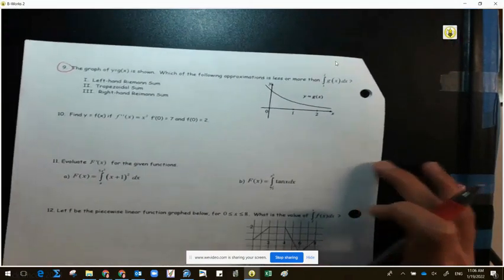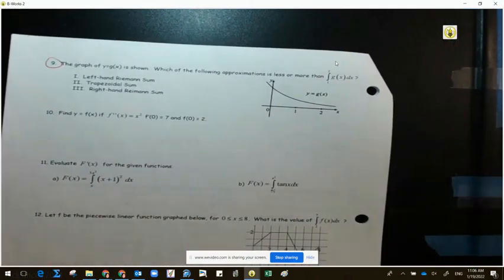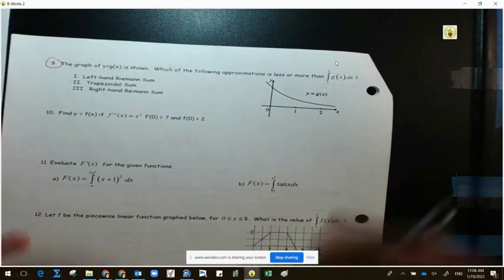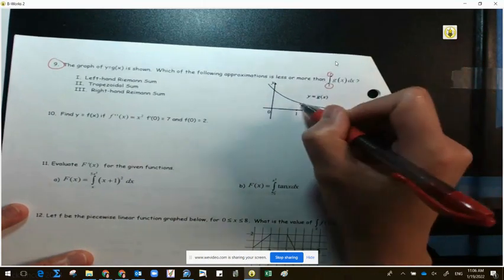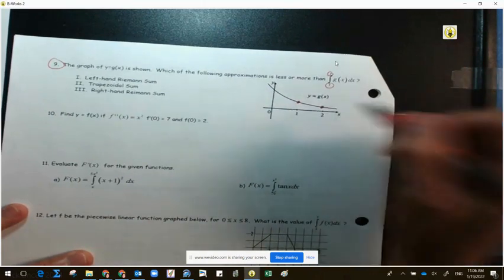I like that comfort. All right. On number 9, it's asking us, is it over or under? So just by looking at this, what I would do is, it doesn't matter which part you take, but this one says from 1 to 2. So here's 1 and here's 2.